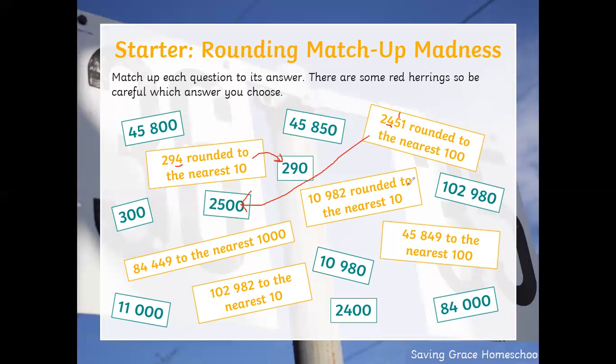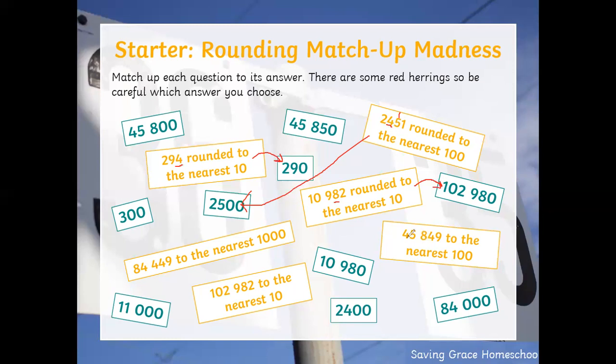10,982 rounded to the nearest 10. The 10 value is the 8. We look at the previous value, which is the 2. The 2 is smaller than 5. Therefore, it will go down. So it will stay 10,980, which is right next to it. There we go.